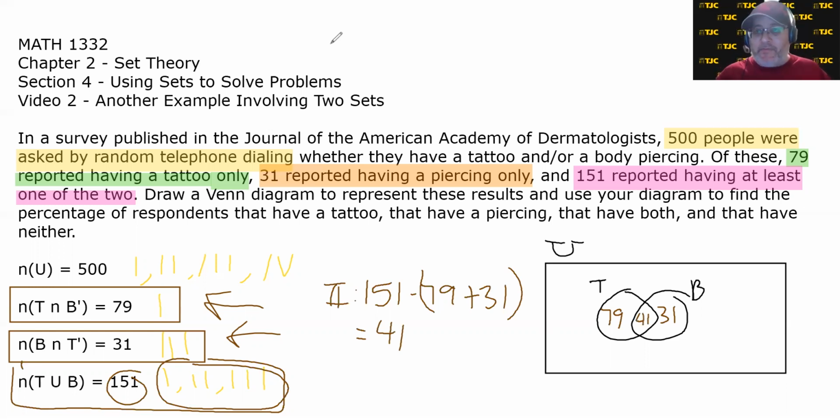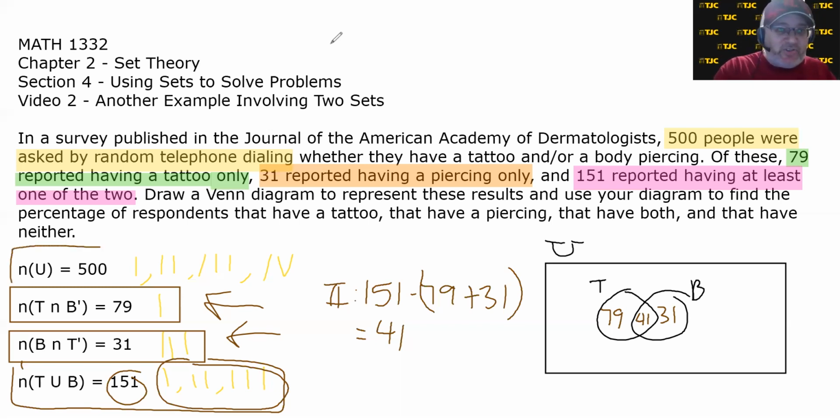Now at this point, I would check to make sure all my numbers are good. The 79 is good, it's tattoos but not piercings. The 31 is good, it's piercings but not tattoos. The 151 we could check by adding 79 plus 41 plus 31. Might as well do that real quick just to make sure I didn't make a mental math error. 151. But there's still a number we haven't used, the 500.